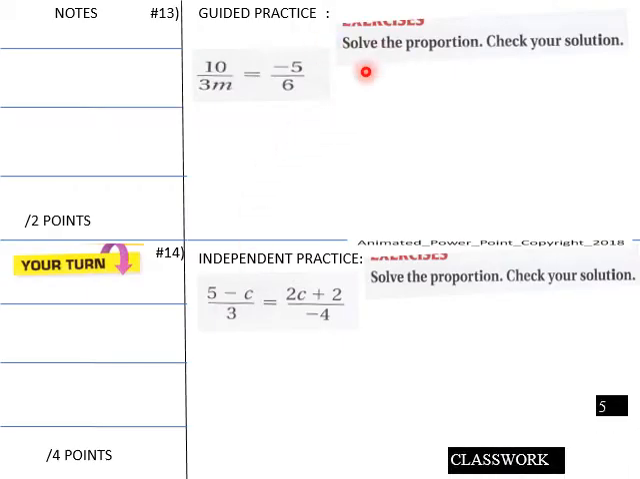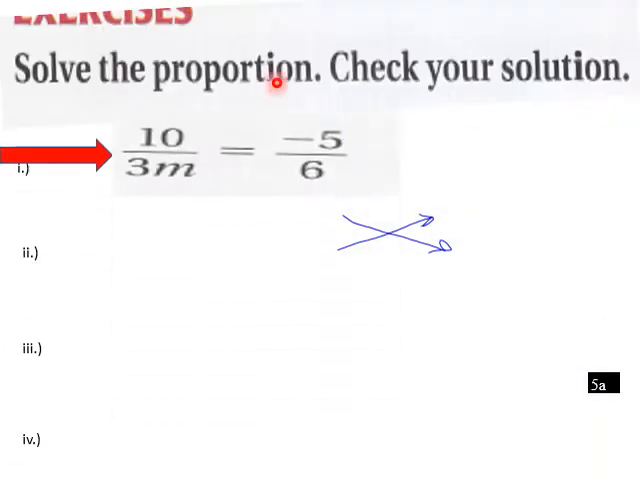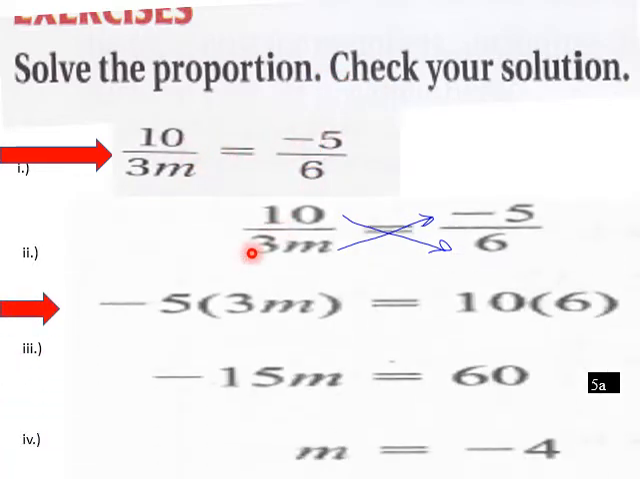And then we're going to solve and check here, students, and solve and check yours down here, independent practice. Let's do our solutions to our guided here. Solve the proportion, check your solution. 10 over 3m equals negative 5 over 6. So we're going to cross multiply here.